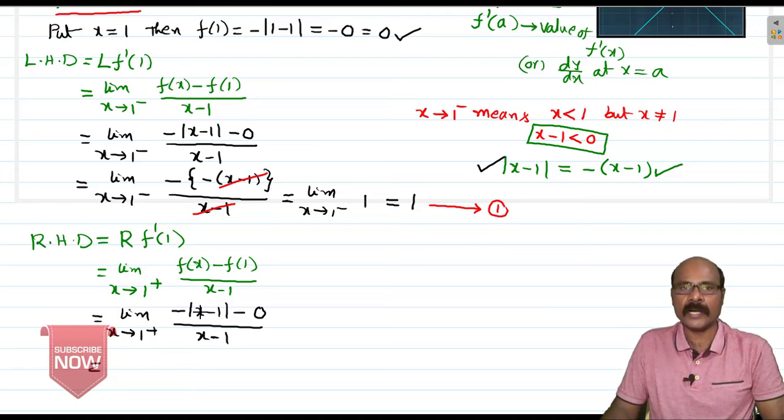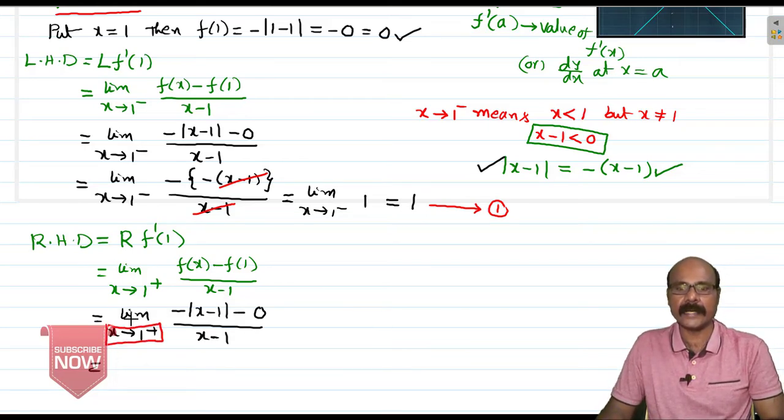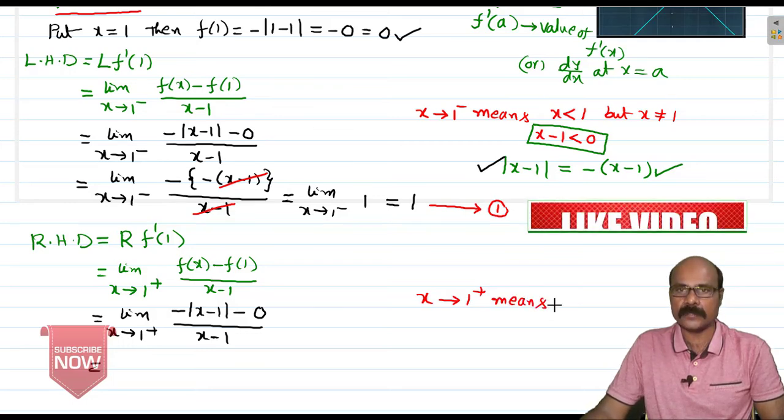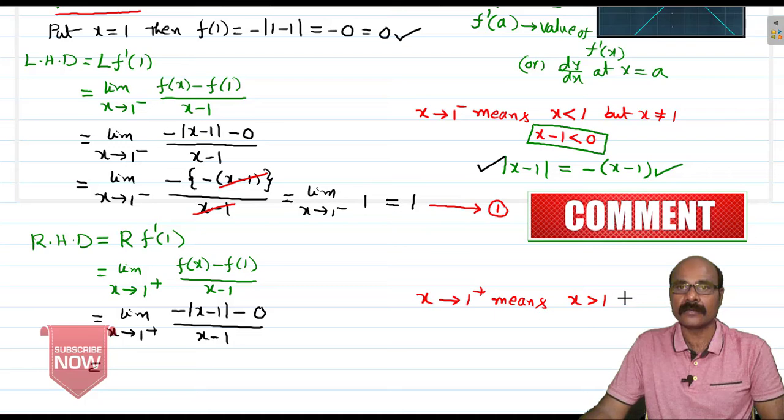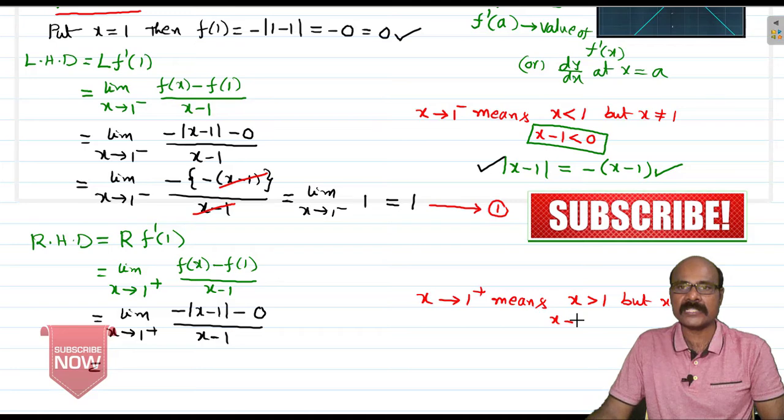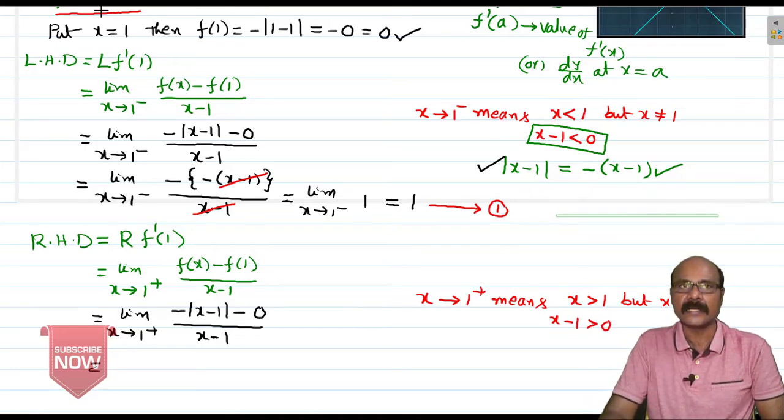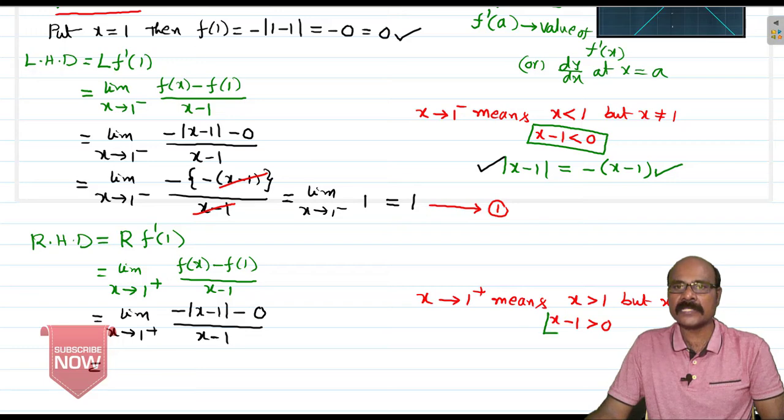That is equal to, here what is the modulus of x minus 1? See here, x value is tending to 1 plus. If x value is tending to 1 plus, it means x is greater than 1 but x is not equal to 1. If x is greater than 1, what about x minus 1? X minus 1 is greater than 0. If x minus 1 is greater than 0, then modulus of x minus 1 is what? Modulus of x minus 1 is plus x minus 1.